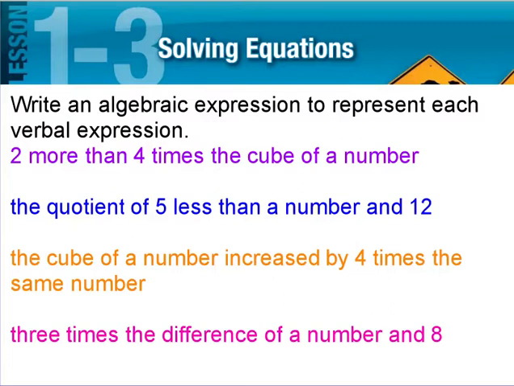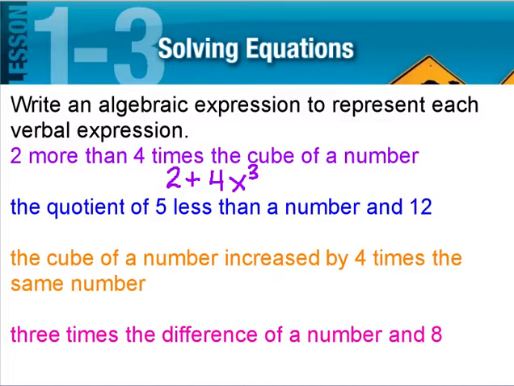Okay? What does 2 more than mean? 2 plus, yep. 4 times the cube of a number. So 4 times is just going to be 4. And what's the cube of a number going to be? X to the 3rd power. There you go. That's it.